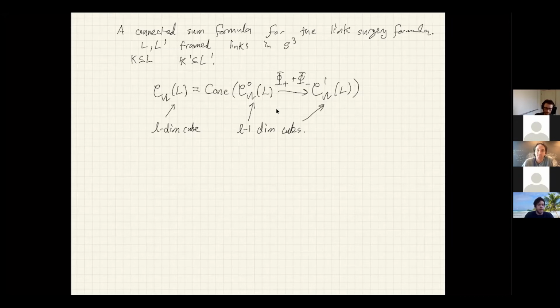But of course I could do the same thing for L prime. I could write it as a cone in the same manner, but decomposing over the special component k prime. And I could write it like this.